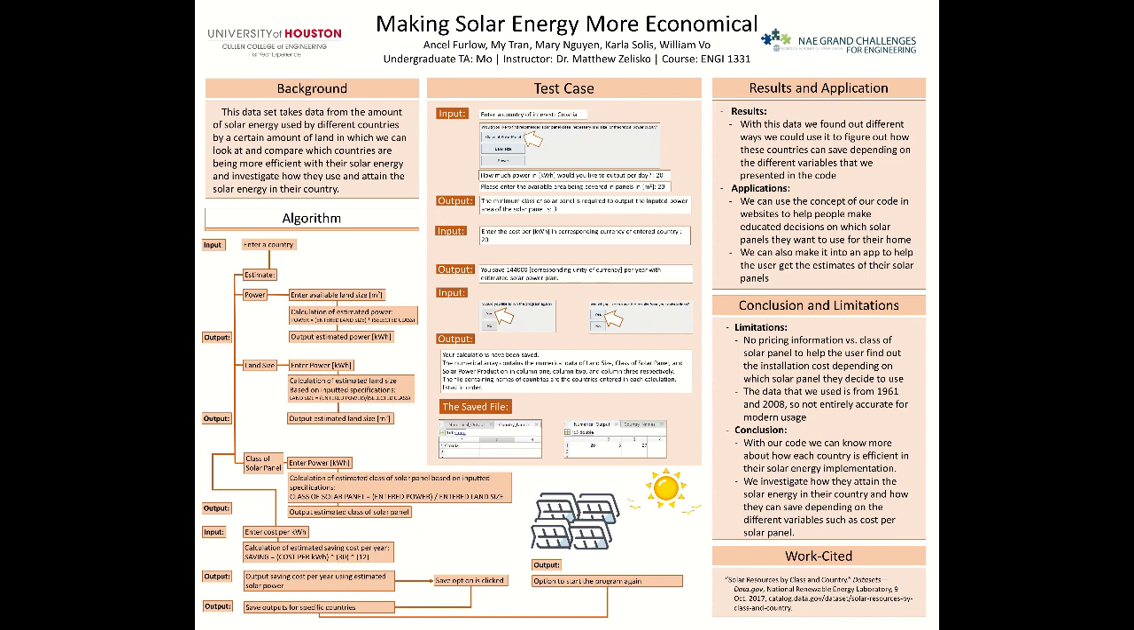With our code, we can look into the country that you want to know more about and know if it is being more efficient in their solar energy implementation. We investigated how they use and attain the solar energy in their country and show how much they can save depending on the different variables such as cost per solar panel, the amount of space they have, and the power. We hope that this can help to make solar energy a more attainable source of power without breaking your bank.